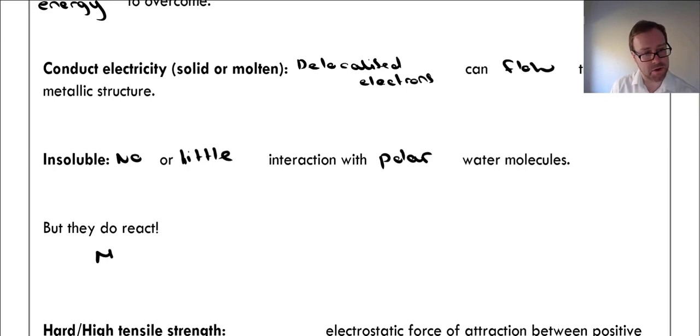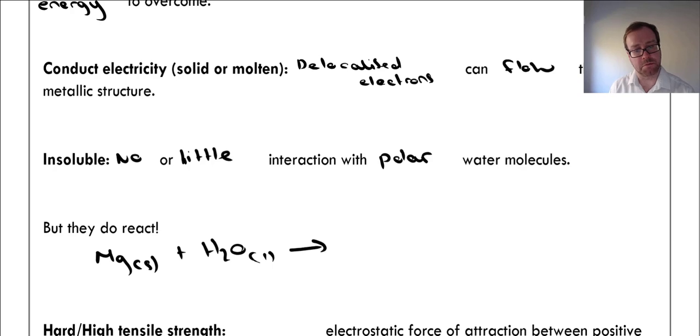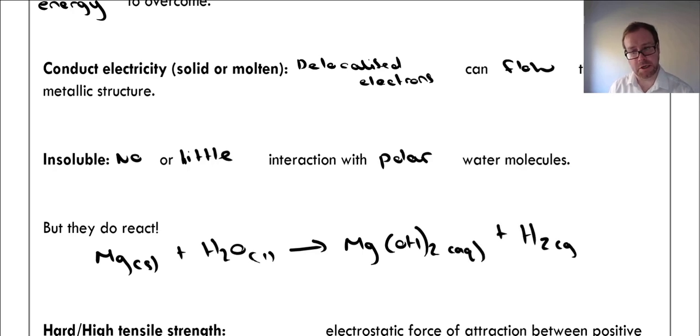So if I have magnesium solid, let me put it into some water. Now this is quite a slow reaction, but we still do get this reaction, plus H2. Balance it up. So this magnesium, when it's placed in water, does dissolve.